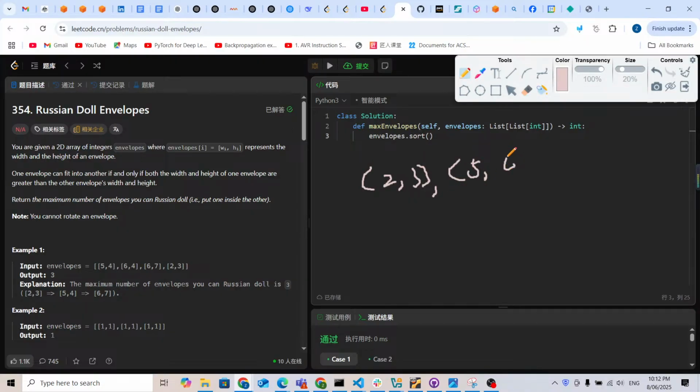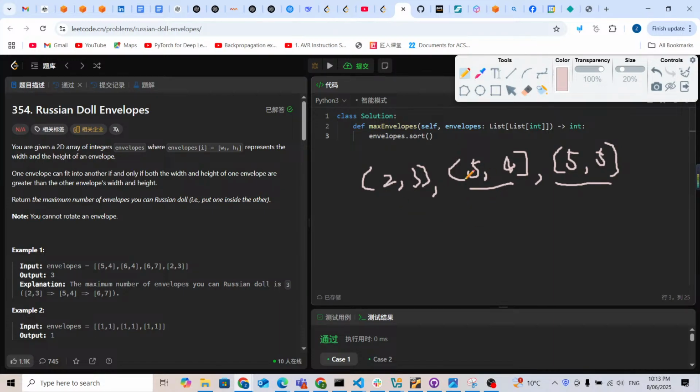This is by sorting. We're going to sort it in increasing order. For the first index, 2 and 5 is in increasing order, and then if the first index is the same number, the second index is going to be in increasing order as well. For example, we have another tuple, which is 5 and 5. So after sorting, this is going to be 5 and 4, and this is going to be 5 and 5. After sorting, how can we find how many envelopes we can nest?